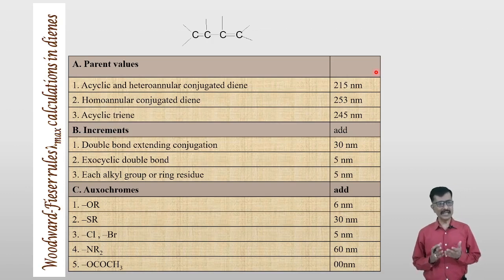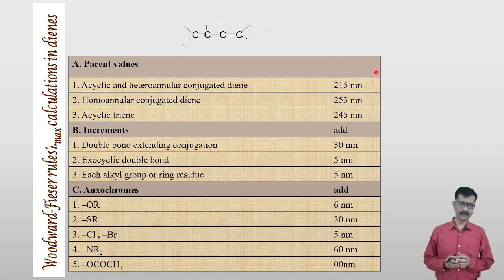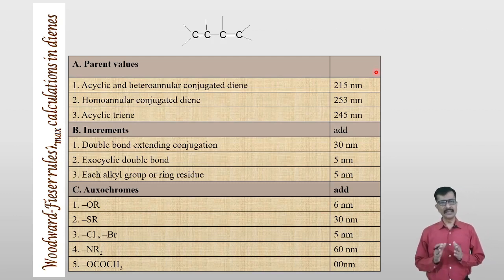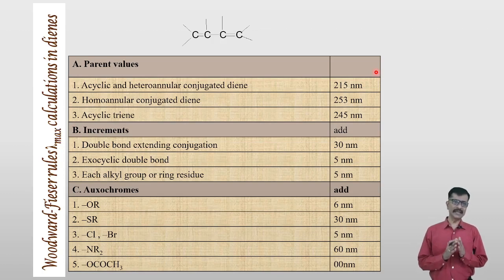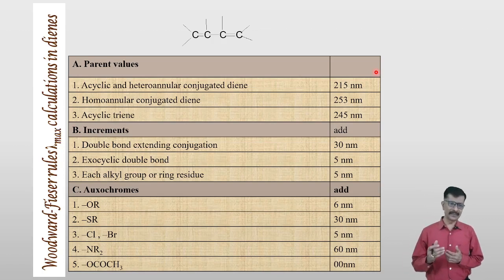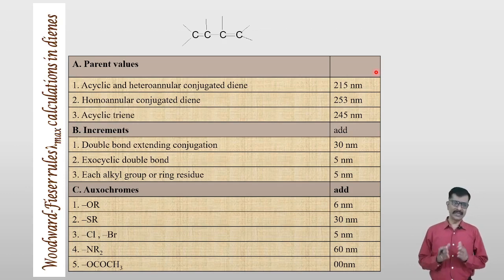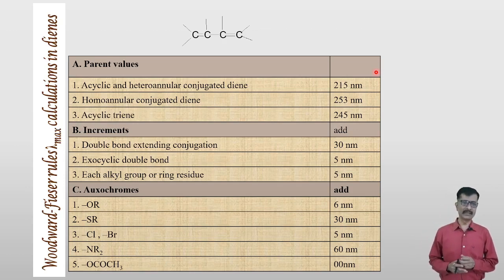But theoretically also, it is possible to calculate lambda max on the basis of Woodward Fieser Rule. For that purpose, the structure of a compound is required and different categories are prepared. On the basis of those categories, the parent values and increments for typical auxochromes, this data is available. So we can follow this data and we can calculate theoretically lambda max value for a particular compound.